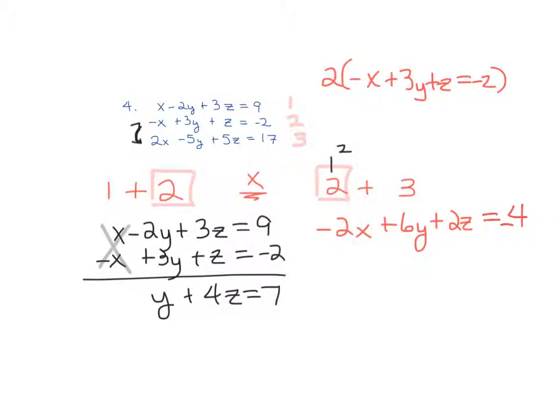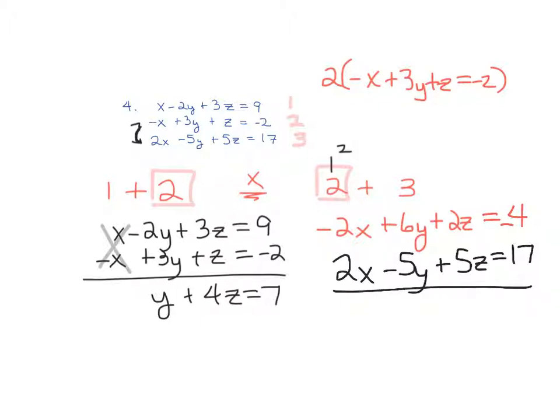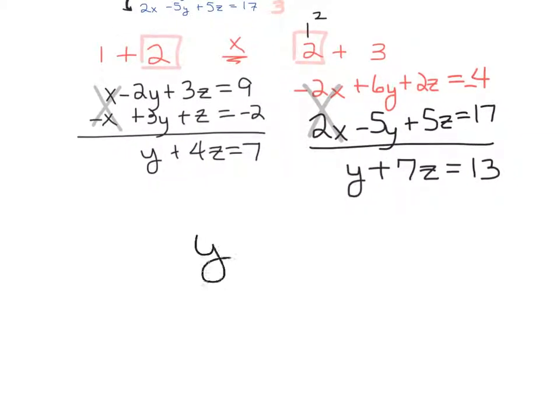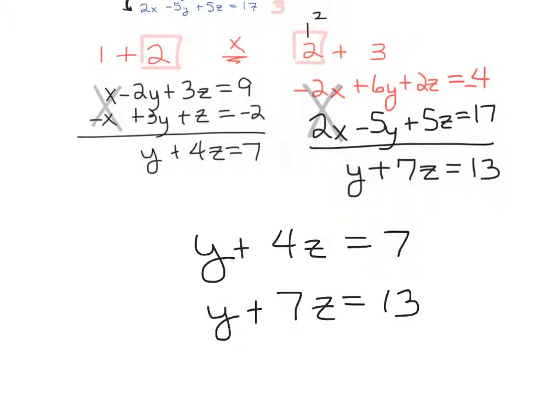I'm going to write equation 3 below it: 2x minus 5y plus 5z equals 17. I'm going to add them up now. The x's cancel, so I'm left with y plus 7z equals 13. I'm now going to take these two and put them on top of each other, so now I can get a better look at what I want to do here and which variable I want to cancel.